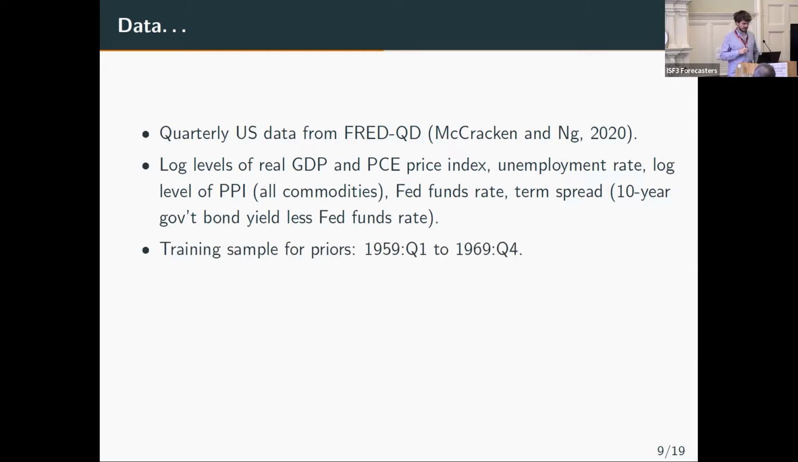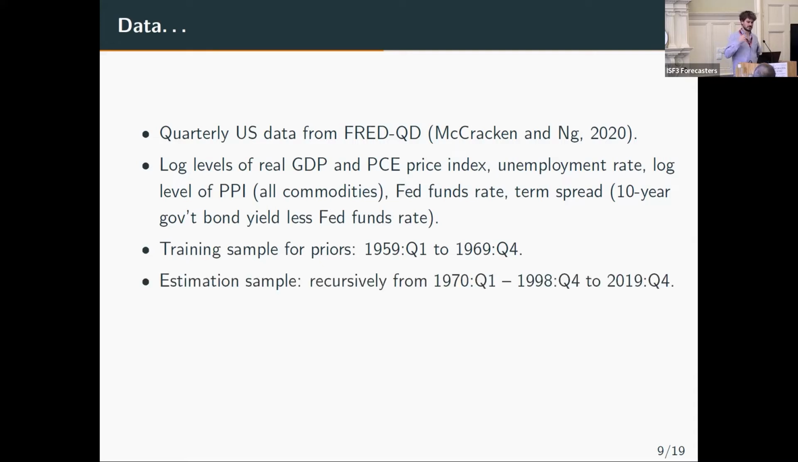The training sample for priors is 59 to 69, so 10 years of prior training. Again, this is not key to any of the results. Then we do a recursive estimation. The initial in-sample is from the 70s to 98, and then we do recursive estimations from 98 to 2019 and produce out-of-sample forecasts. These are pseudo out-of-sample forecasts because we did not really care about real-time data here. Real-time data is not the point. The point is that the ordering will matter whether you have real-time data or not. And then the evaluation period is 1999 to 2019. Okay, this is the data setup.